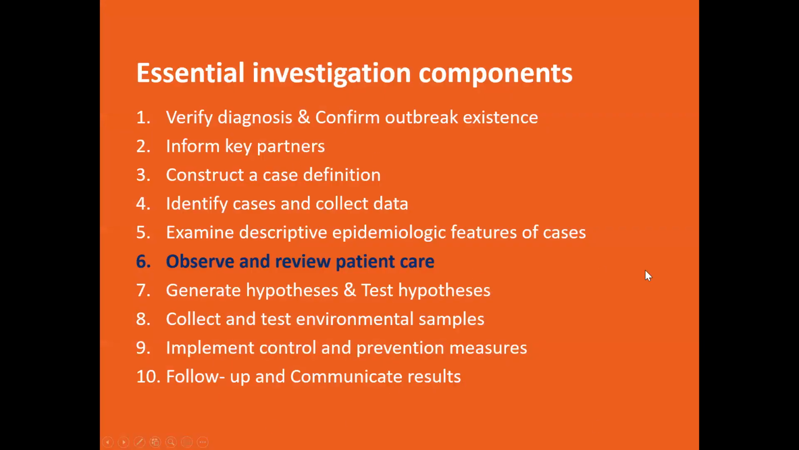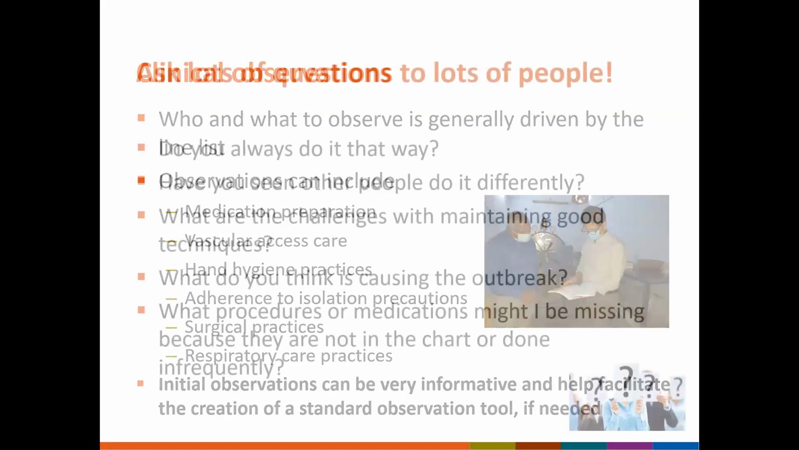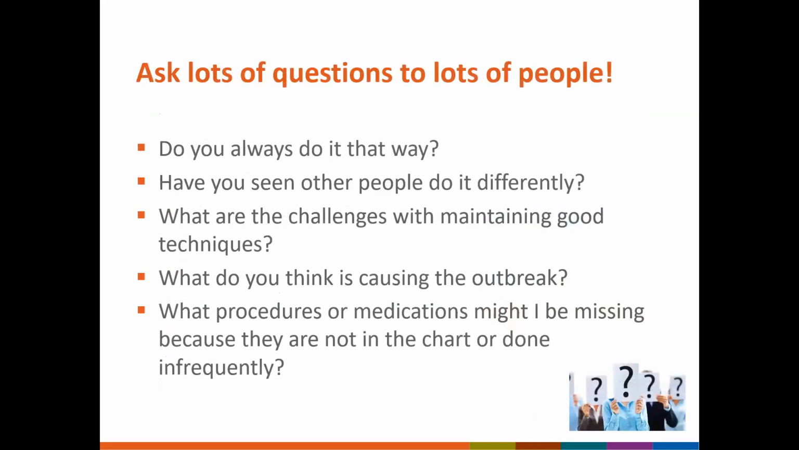Coming to step number 6, that is observing and reviewing patient care. When you have enough information about these cases, from where they are coming, the clinical symptoms and things like that, you will observe and see what is generally driven, like what you can infer from the line list, for providing some clinical information for the clinicians and others. So these observations are very, very important. You have to ask a lot of questions to a lot of people, and you have to ask, do you always do it that way?